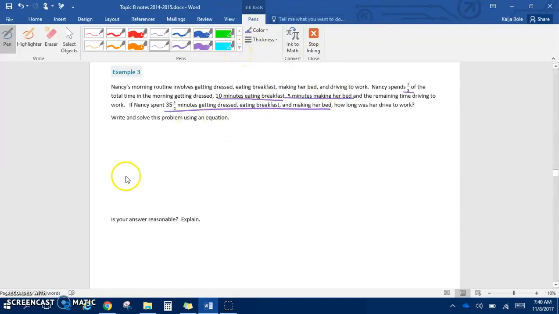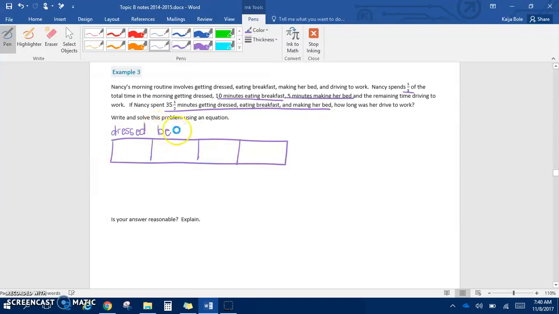So we're going to draw a visual here. We're going to need 4 boxes because she was doing 4 different things that they talked about. So the first one would be getting dressed, and then making the bed, and then breakfast, and then the last one will be driving.